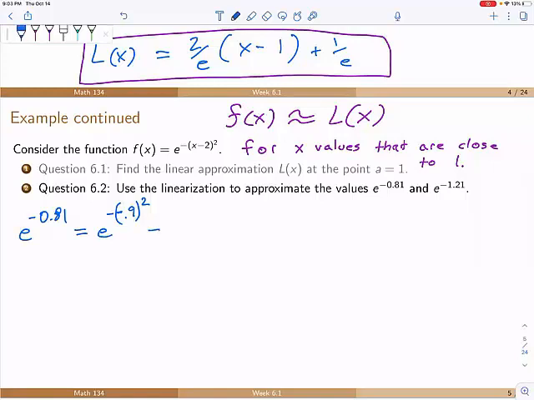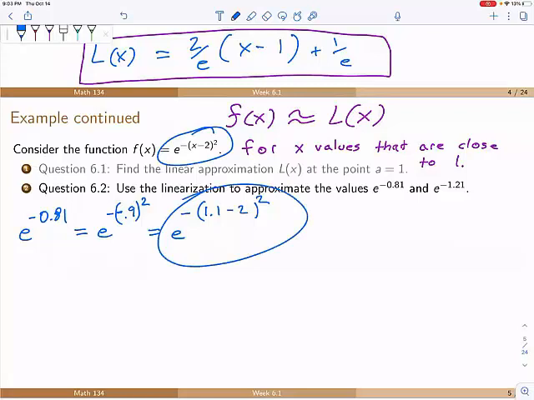Okay, so now comes the time where I get to add 2 and subtract 2 in those brackets. So I have e to the minus 1.1 minus 2 all squared. And now I've built exactly my function. So my function sitting right here has been built in a numeric format below. So this is equal to my function evaluated at 1.1.